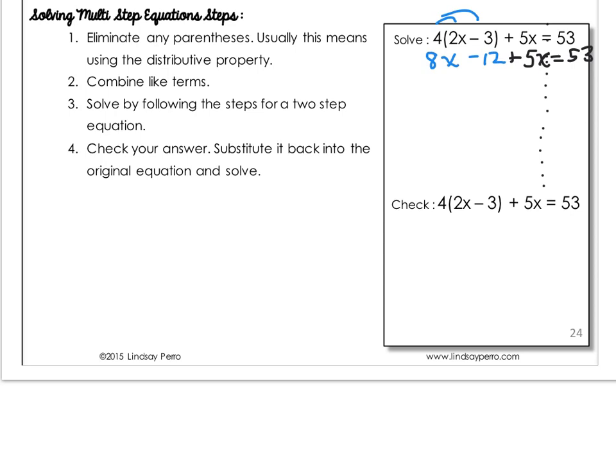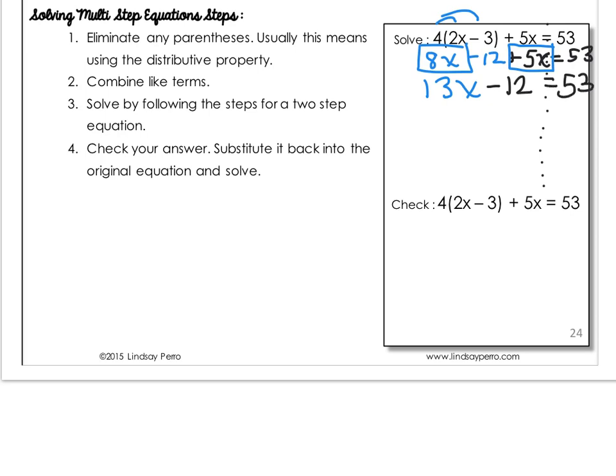Next, I'm going to combine like terms on each side of the equal sign. So starting with the left side of the equal sign, I've got an 8x and a positive 5x. Those can be combined. That will give me 13x. Now, you might be thinking negative 12 and 53, those are both constants. Can I combine them? No, we're only going to, right now, combine like terms on each side of the equal sign or each side of the equation. So just copy the rest of your problem.